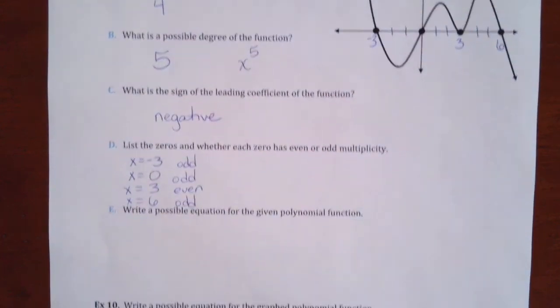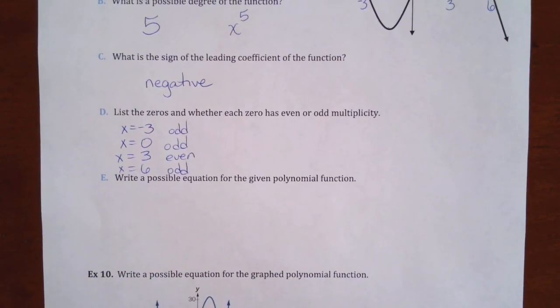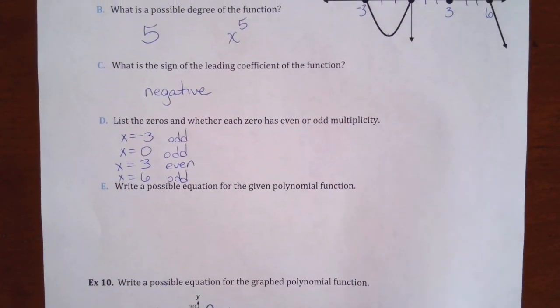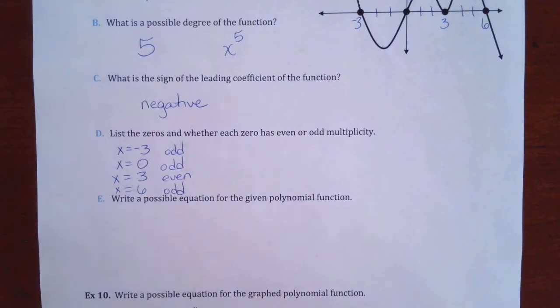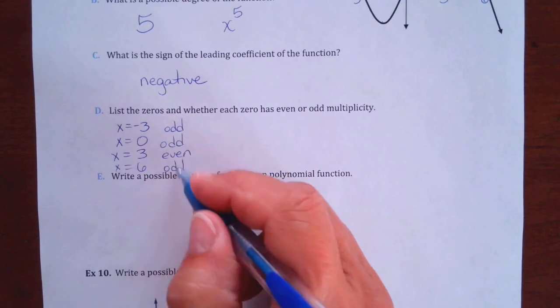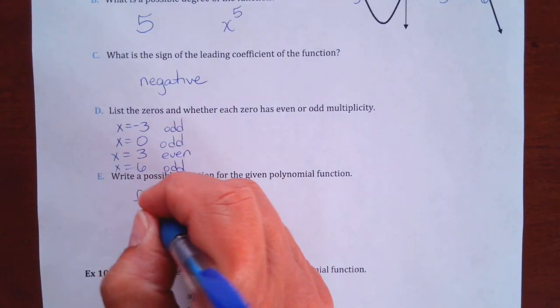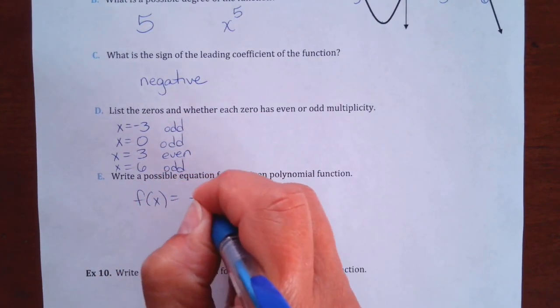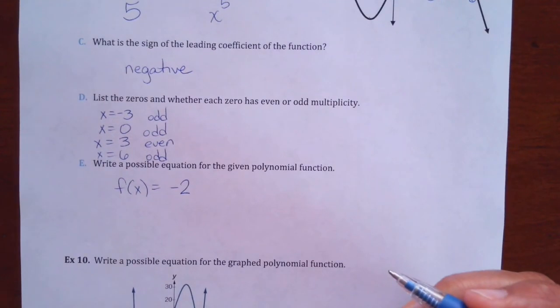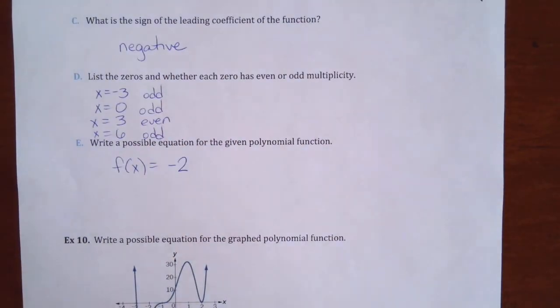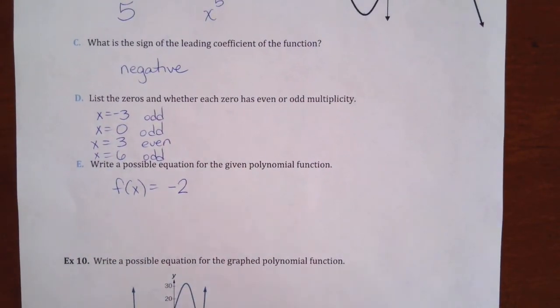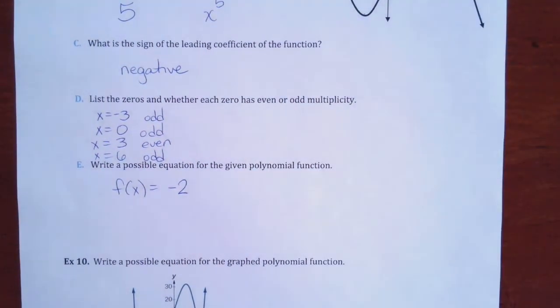Okay, so now the question says, write a possible equation for the given polynomial function. All right, so remember the leading term has to be negative, and then we have to include all of these. So we could do f of x equals, pick any negative number. I'll just pick -2. You could do -1, but it has to be something negative, okay? And then we're going to list our zeros based on what we have.